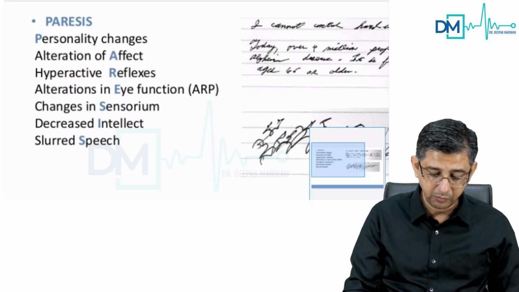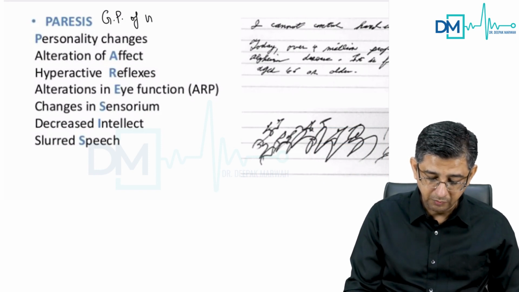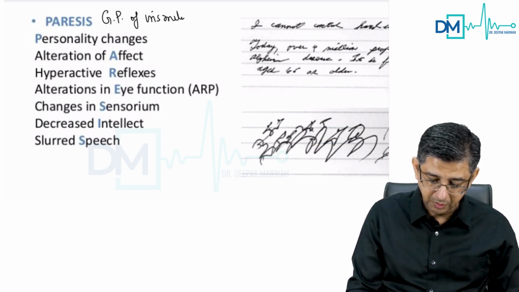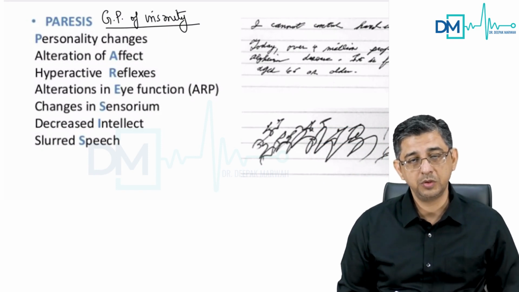How to remember this information? First of all, we will look at a quick mnemonic for paresis. That would be GPI, general paresis of the insane, which is a manifestation related to neurosyphilis. Normally, in neurosyphilis, we have a gumma, right? And that results in damage to the brain.